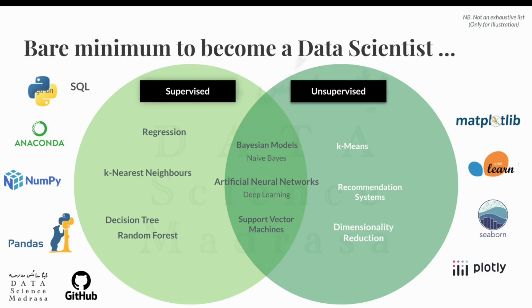And in terms of algorithms, we can do regression, supervised, k-nearest neighbors, decision tree, random forest. In unsupervised, we do k-means, recommendation systems, dimensionality reduction. And for algorithms that straddle both, we can maybe choose naive Bayes from the probabilistic models, Bayesian models. Deep learning, we can maybe skip and just do neural networks for now and support vector machines. Since this is not a machine learning course, we won't go through all of these, but what we'll do is take most of these algorithms and run through Python scripts to see how they are built.